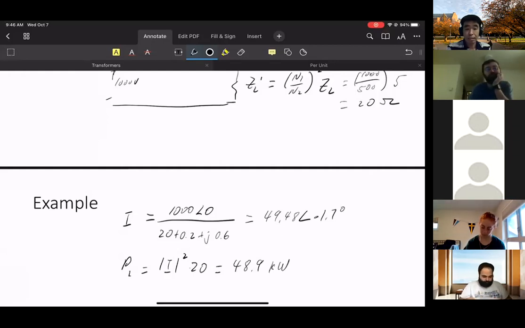Okay, any questions about this example? This is very typical of a problem you'll see in the homework. This is a very typical problem.